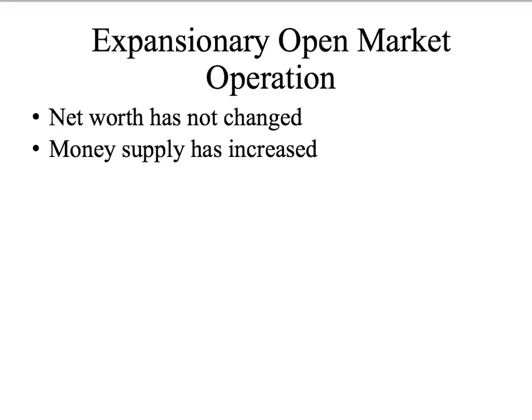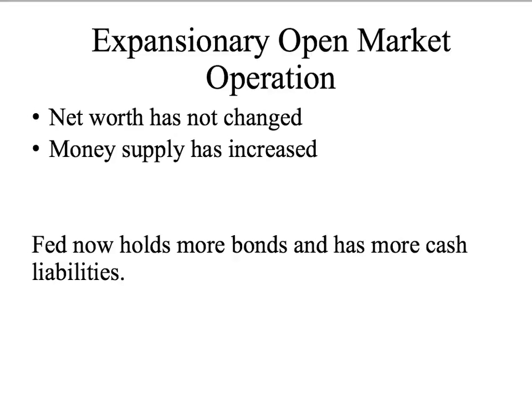So far, before the bank has a chance to let the fractional reserve banking system go to work, we've only seen a $10,000 increase in the money supply. But we know that story. But we need to think about how now the Fed has more bonds and they have more cash liabilities. So we want to think that this cash is floating out in the economy, and we don't know where it is. It can be going anywhere, but we know that the Fed has more liabilities.